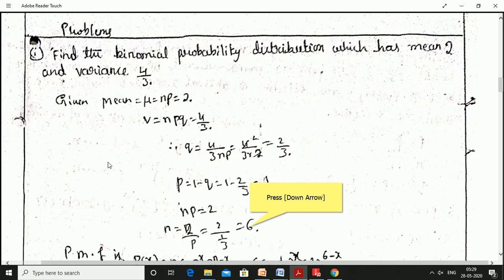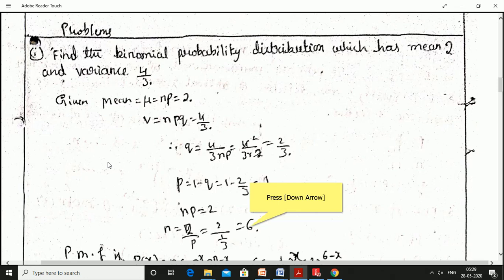They have given the data. Mean of the binomial distribution is NP, its value is equal to 2, and variance is NPQ, which they have given as 4 by 3. NP is 2, so 2Q is equal to 4 by 3, or Q is equal to 4 divided by 3 NP. NP is 2, so 4 divided by 3 into 2 is 2 by 3. Q value is 2 by 3, so P is equal to 1 minus Q, 1 minus 2 by 3 is equal to 1 by 3.